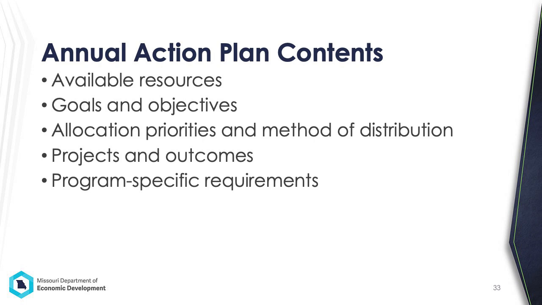Surveys and public hearings are also conducted for the action plan, so all of you will have opportunities to comment on our draft action plans. The contents of the action plan include available resources, goals and objectives, allocation priorities, method of distribution, projects and desired outcomes, and program-specific requirements.